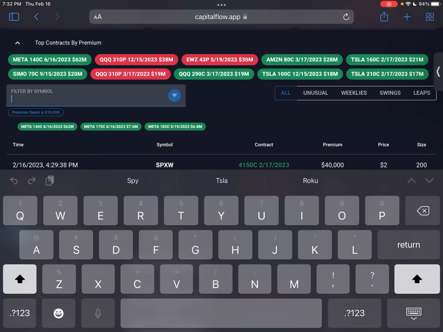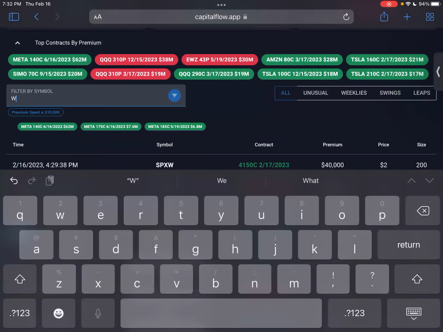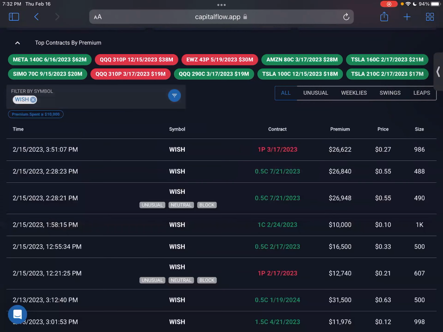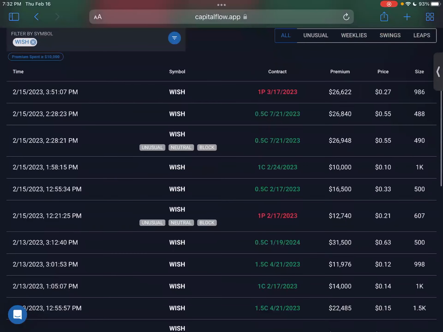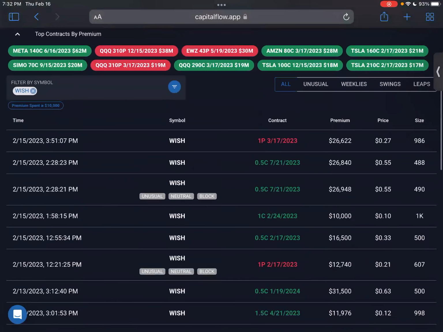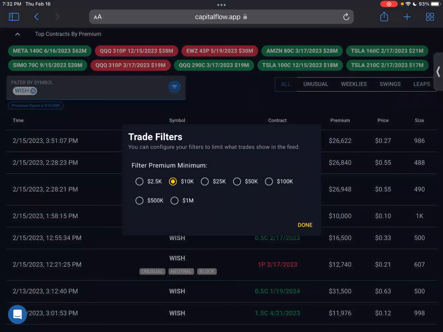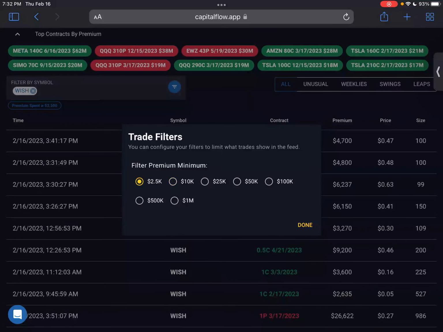Let's look at an example, off the top of my head, Wish. Wish is a small stock, listed at under $1, I think. Just by typing it in, you can already see that there were no orders for today. Actually, I have my minimum premium spent at 10,000. This is an example of where you want to start with 2.5K. See, we just got some orders.